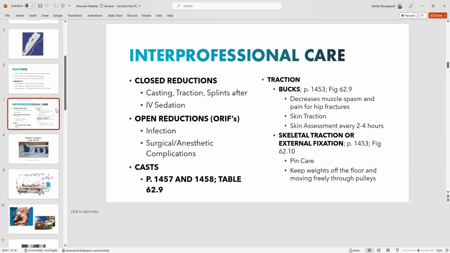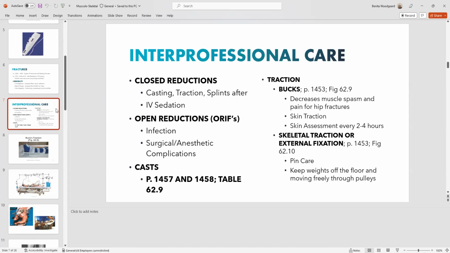Fractures can be treated by what they call closed reduction or open reduction. Closed reduction would require IV sedation. So sometimes something can be manipulated by a trained physician and the bone be put back together without any kind of incision, a shoulder or an arm or something. But obviously that's going to hurt really bad. So we're going to give some IV sedation.